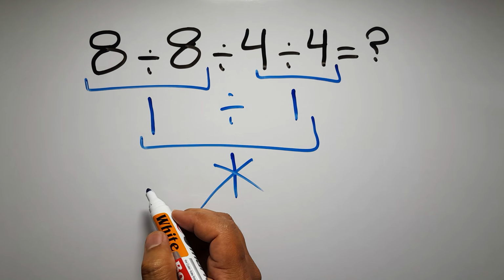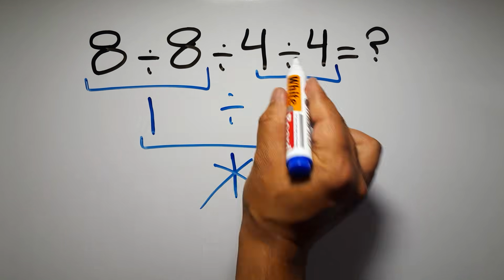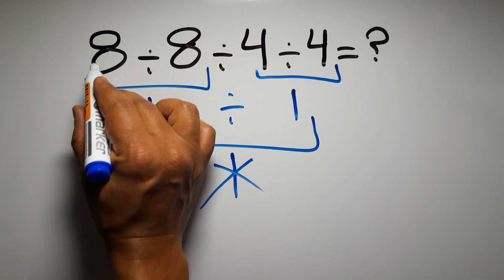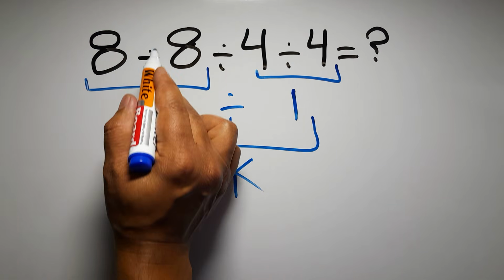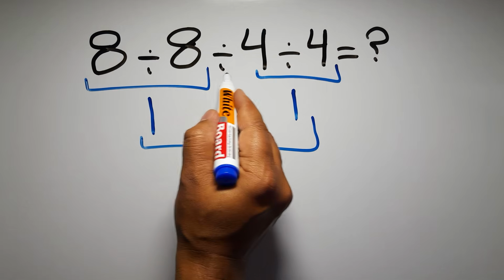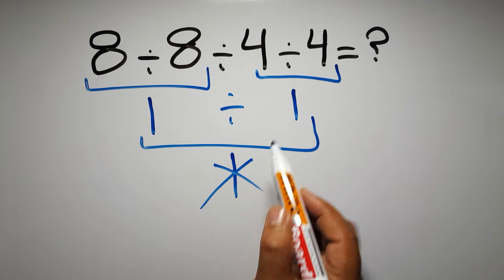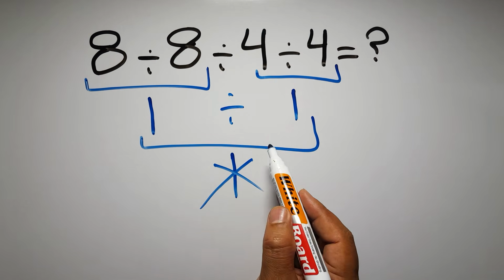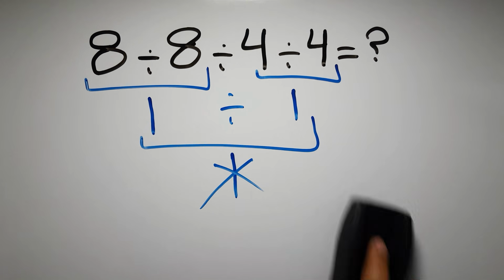Because according to the order of operations, when we have more than one division in an expression, we have to work from left to right. So here first we have to do this division, then this division, and finally this division. If you do this division before this division, it is wrong.